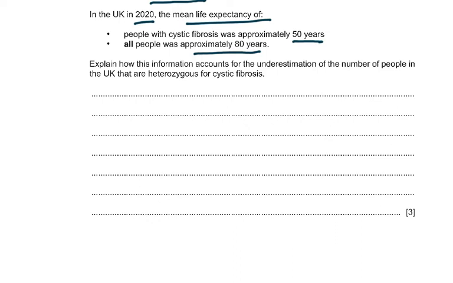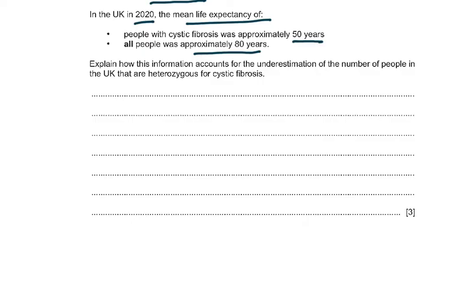Selection pressure is against cystic fibrosis. People with cystic fibrosis die; they do not survive as long as normal people. And the heterozygotes are calculated from a smaller cystic fibrosis population. And some people with cystic fibrosis who have died will have passed on the cystic fibrosis allele to their children.